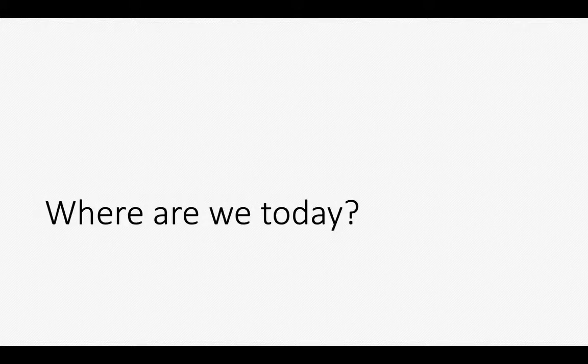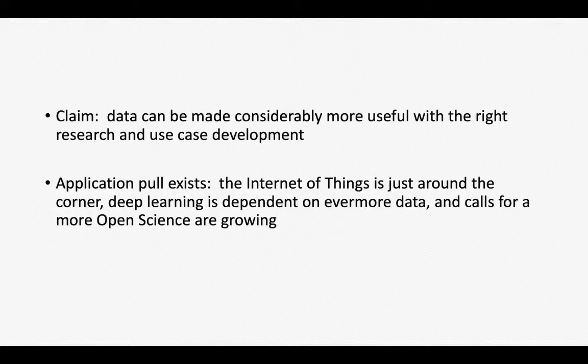So where are we today, and more importantly, how did we get here? I will make the claim that data can be made considerably more useful with the right research and use case development, and the application pool exists for the usage of interoperable data, and that's basically the Internet of Things, which is around the corner, if not here already. Deep learning is dependent on increasing amounts of data, and the call for open science is being heard everywhere. I'll go into a few more of the details of that call for open science here in just a moment.